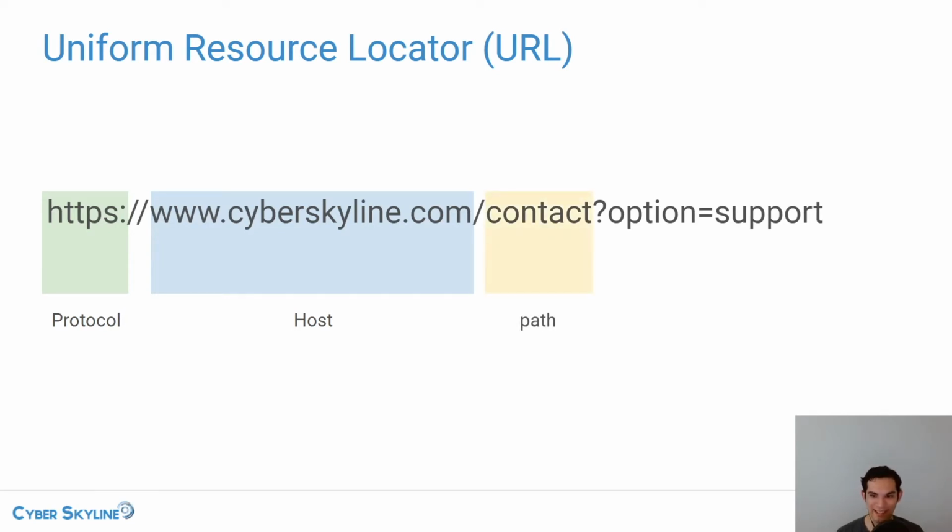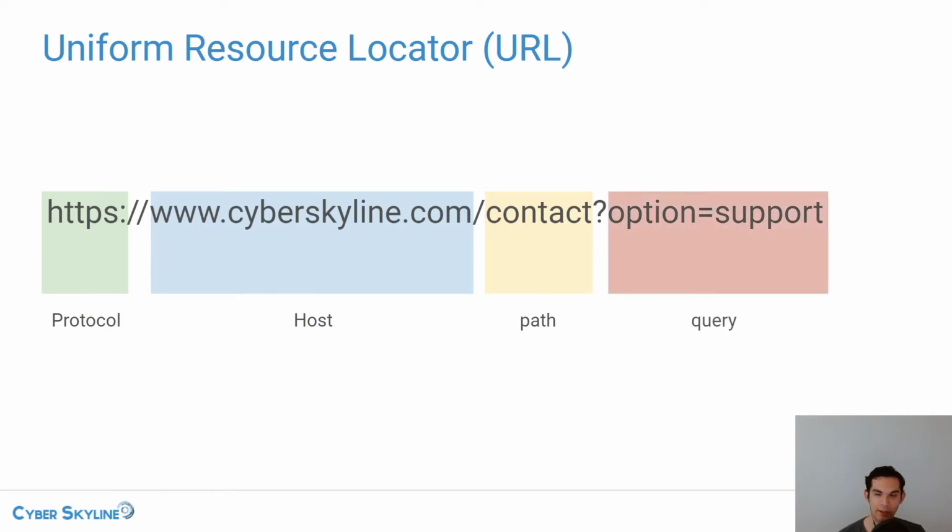Following the host section is the path. This is the specific resource that you are trying to access. So in this example, it's the contact page. This could also be a specific image. It could be a tweet, that specific tweet. It could be specifically, hey, I want to view my Twitter feed. All of that happens in the path.